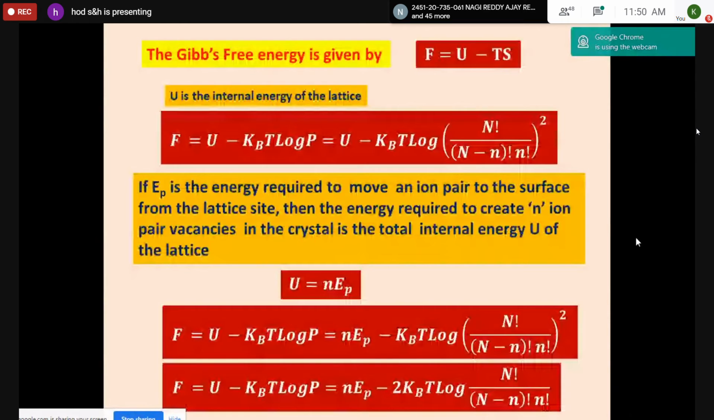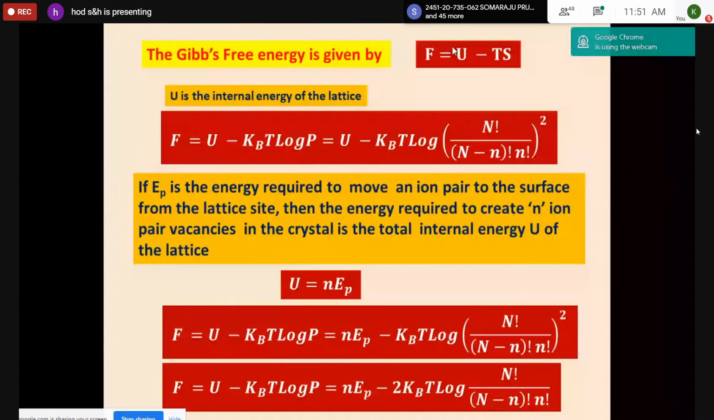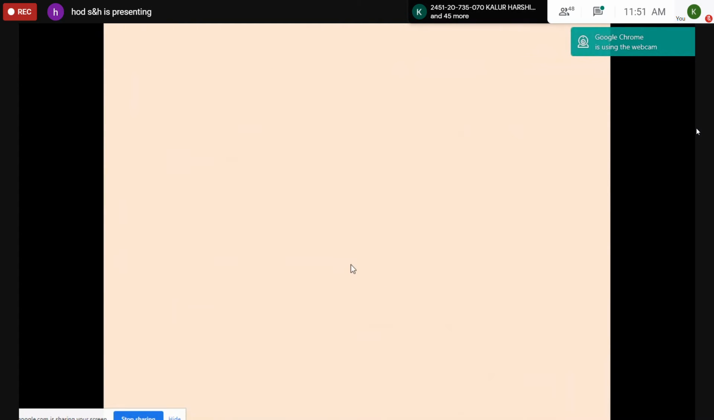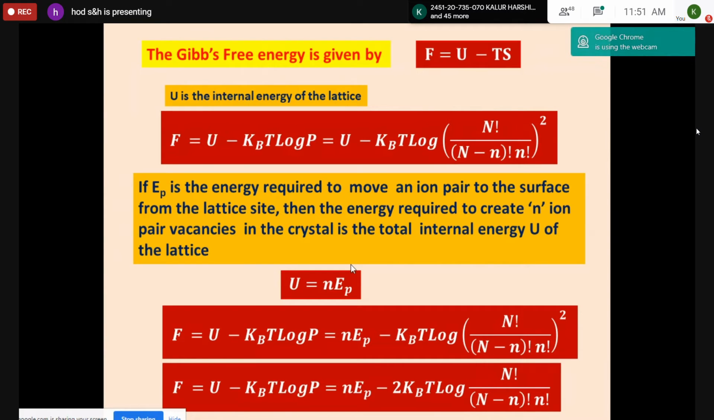Gibbs free energy is F equal to U minus TS, where U is the internal energy, the energy required to move n pairs of ions from inside of the lattice to the surface, T is absolute temperature, and S is the entropy. So it can be written as U minus T times S, where S can be replaced by Kb log of N factorial by (N minus n) factorial into n factorial, whole square. Now, as I said, the internal energy is expressed as n into Ep, where n is the number of ion pair vacancies and Ep is the energy associated.